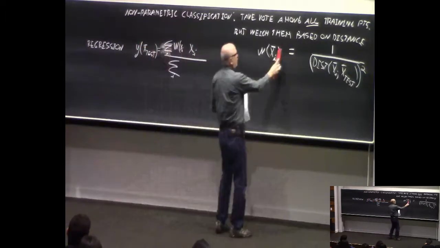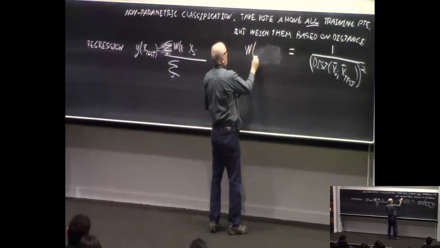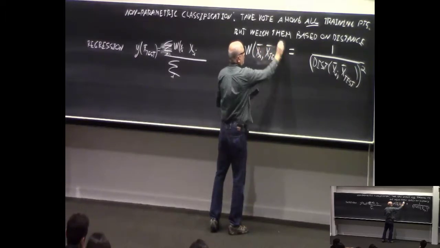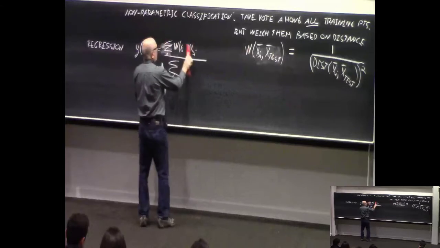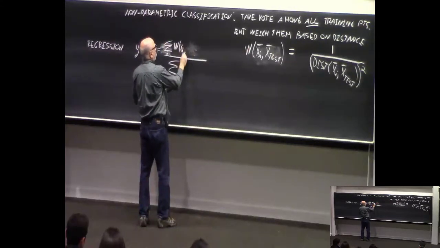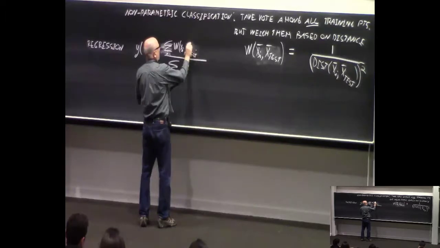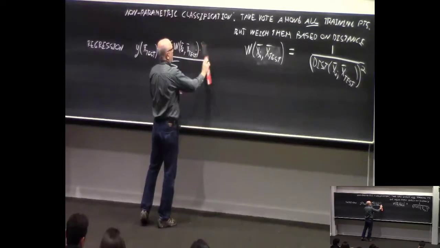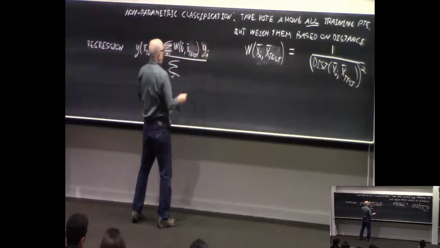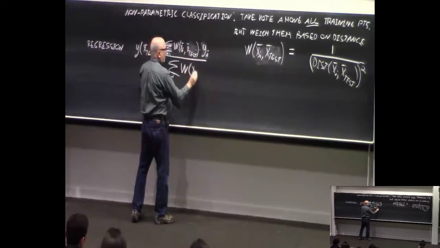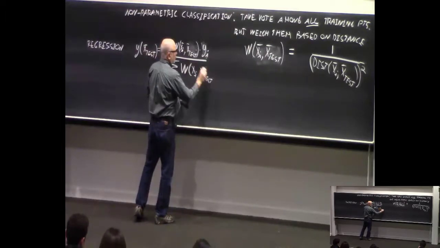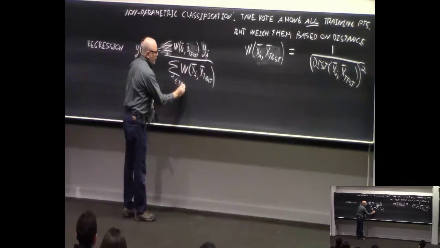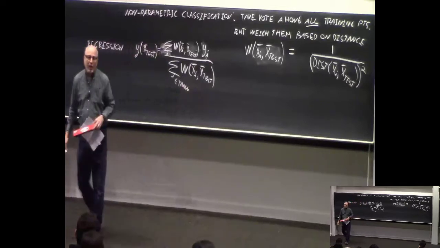Let me make sure that this is a function of both xi and x test. So this is w of xi, x test. And here it's the same thing, w of xi and x test times, not xi, yi. And here it's just normalization, w of xi, x test. i goes over all training examples. So this is just a weighted average.